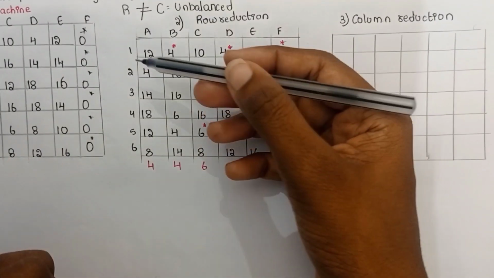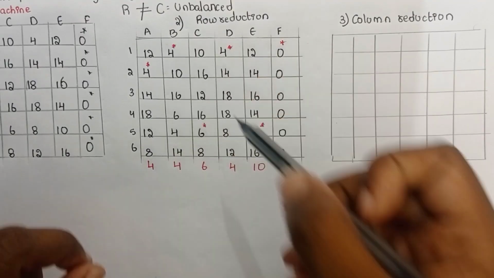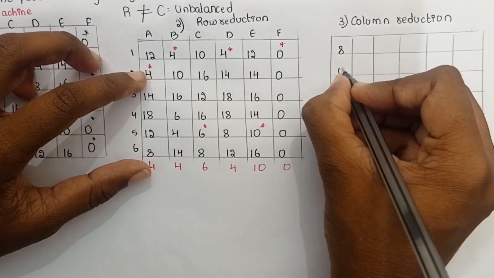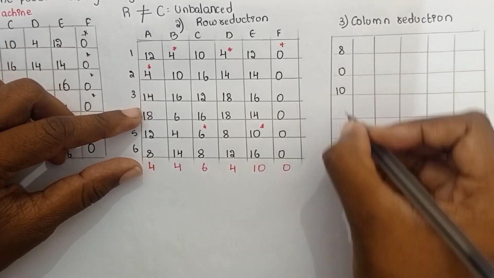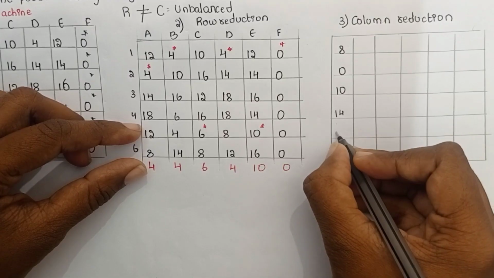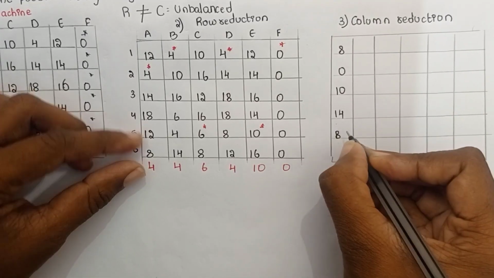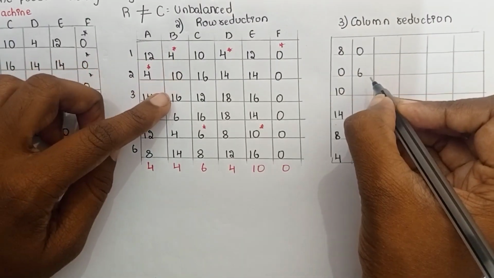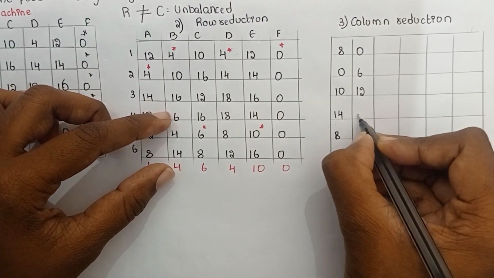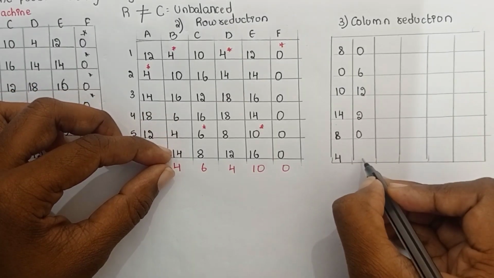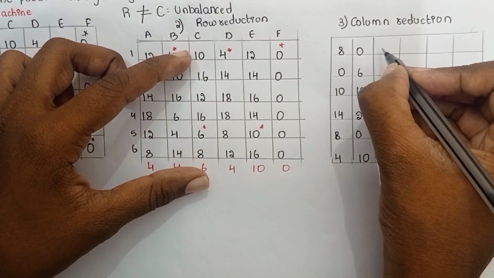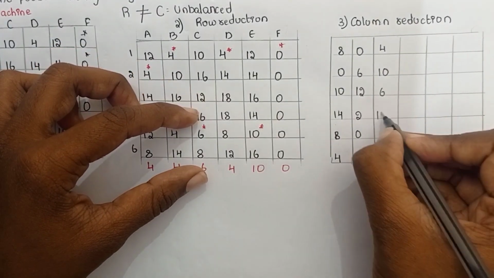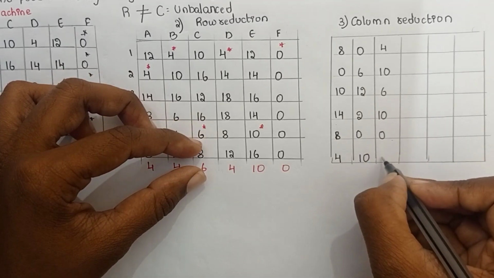Now we have to deduct all the values in the matrix with the minimum column values. So 12 minus 4 is 8, and 4 minus 4 is 0, 14 minus 4 is 10, 18 minus 4 is 14, 12 minus 4 is 8, and 8 minus 4 is 4. Next, 4 minus 4 is 0, 10 minus 4 is 6, 16 minus 4 is 12, 6 minus 4 is 2, 4 minus 4 is 0, 14 minus 4 is 10. And 10 minus 6 is 4, 16 minus 6 is 10, 12 minus 6 is 6, 16 minus 6 is 10, 6 minus 6 is 0, 8 minus 6 is 2.